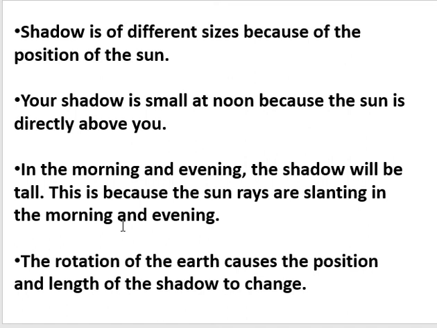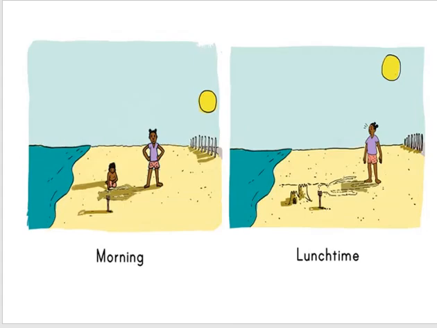Now another reason why we have different sizes, why we have long and short shadows, is because of the rotation of the earth. Now the earth is not stagnant. There is a rotation of the earth, and this rotation causes the position and the length of the shadow to change. Don't forget, I told you that in the afternoon the shadow is short. Why? Because the sun is directly above your head. But in the morning and in the evening, the shadows are longer. Why? Because the sun is slanting.